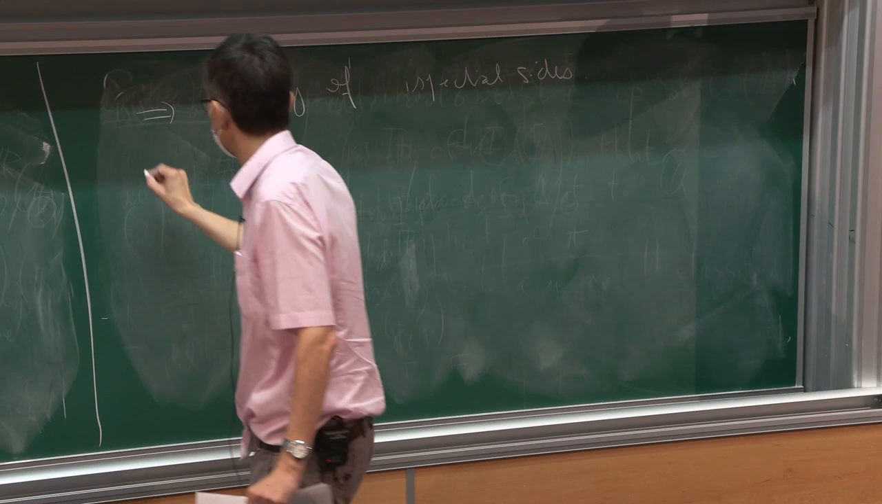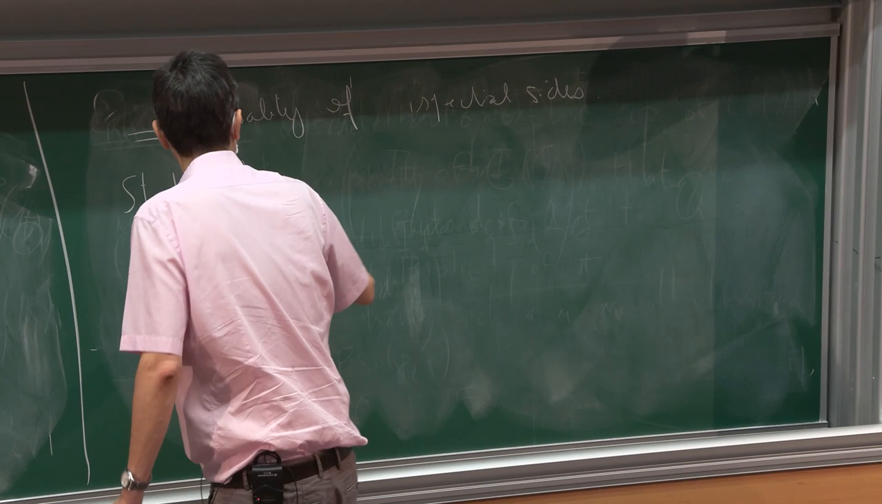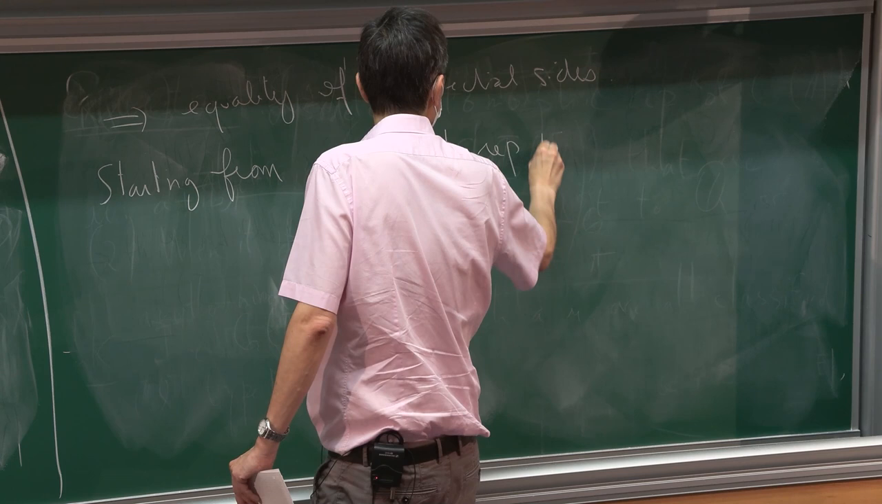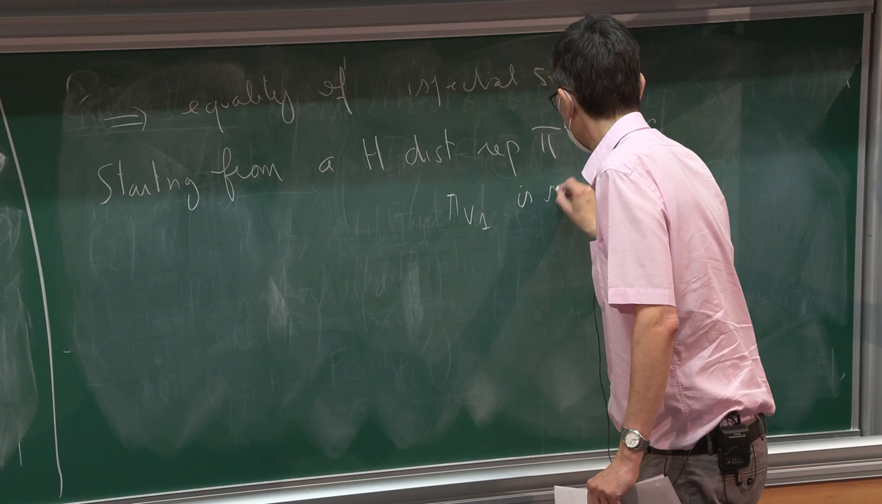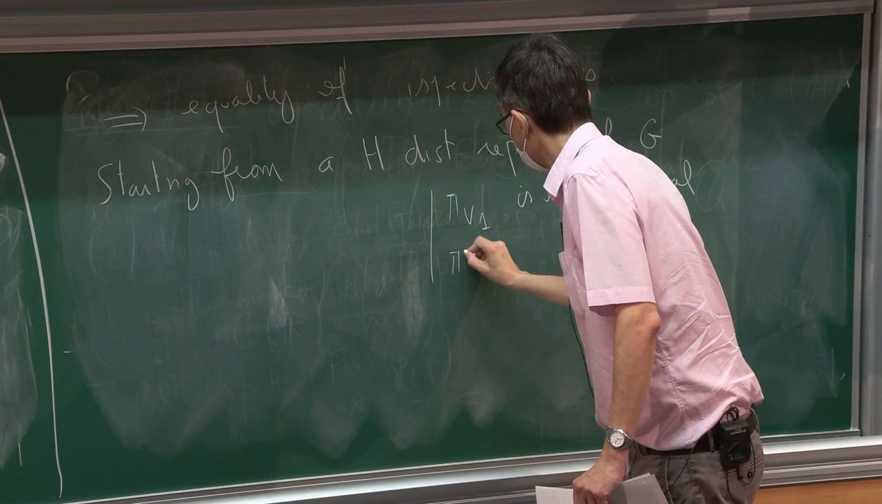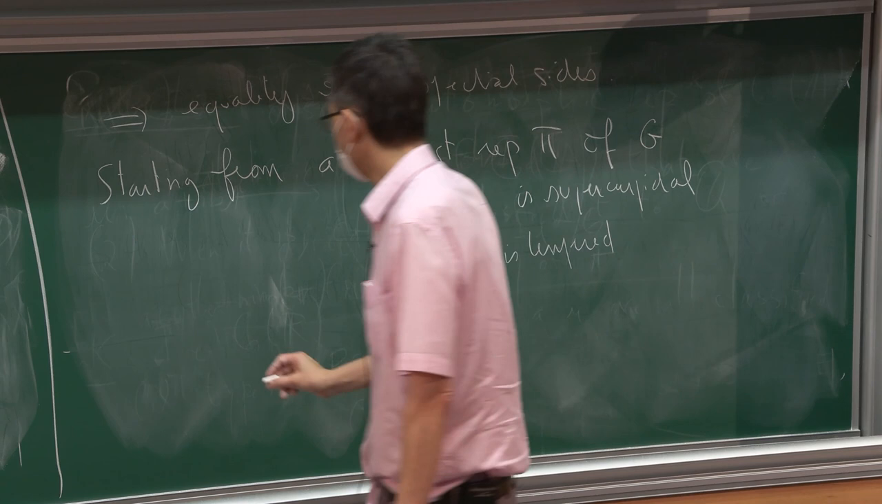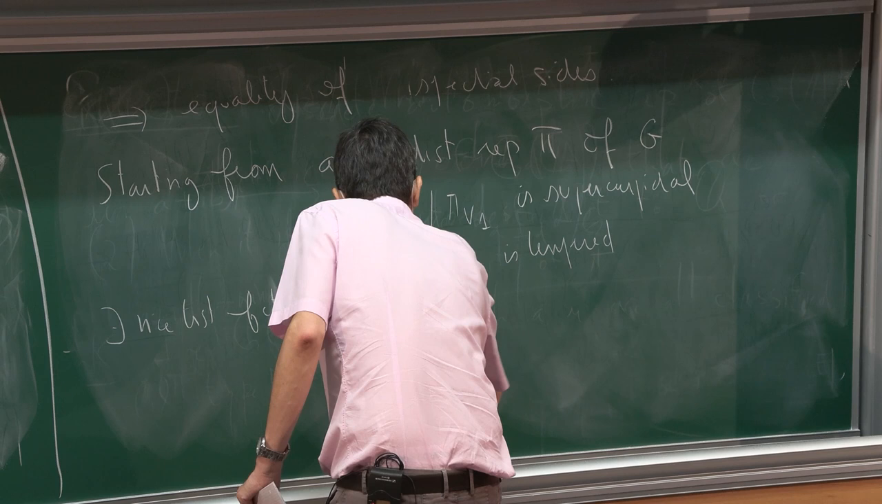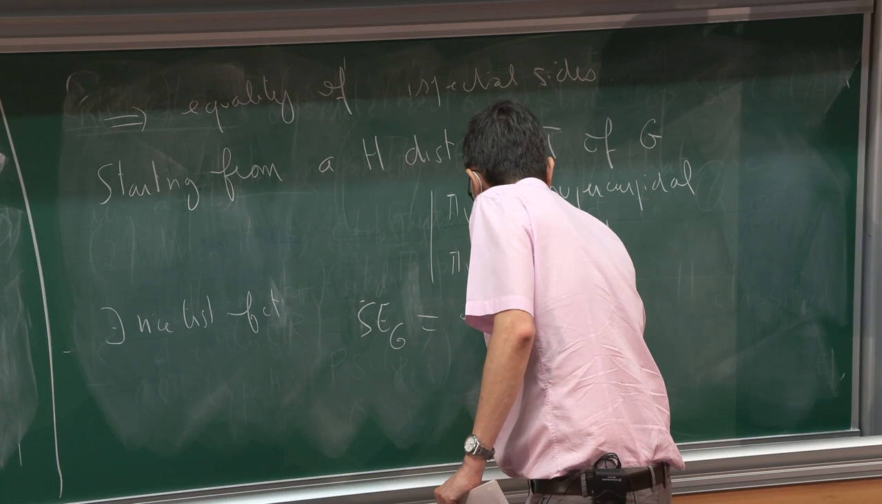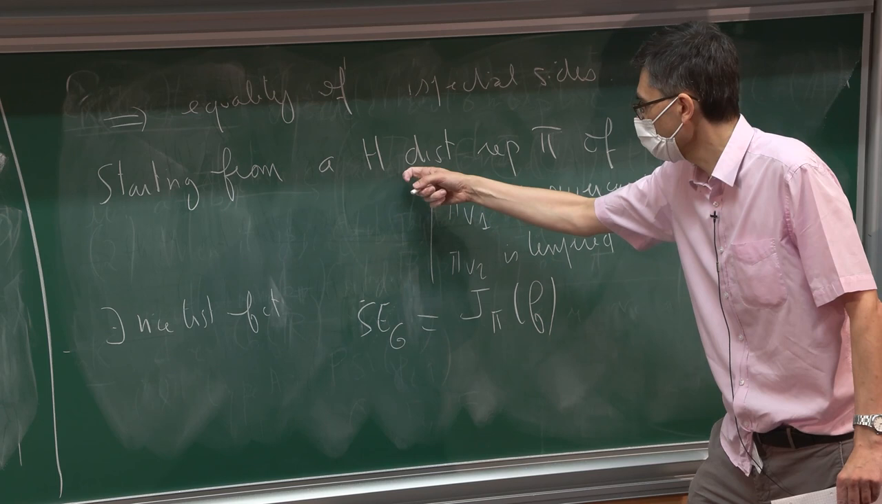But now, starting from an H-distinguished representation pi of G, with some condition, I suppose that pi at v1 is supercuspidal and that pi at v2 is tempered. I can find a nice test function such that the spectral expansion for G is simply one contribution, that of pi. And moreover, because pi is H-distinguished, it is non-zero.